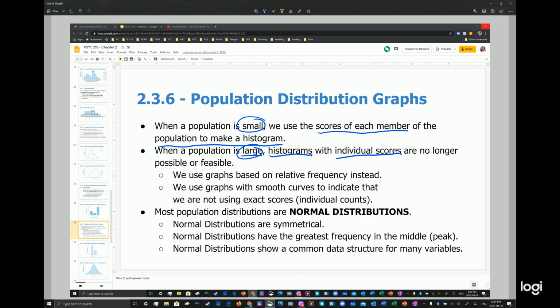Instead, then we start using relative frequency. And then the polygons would become smooth curves to show that we're not looking at exact scores anymore. And so once we start looking at these frequency distributions that show relative frequency, and they're no longer bars or polygons but curves, and they're not showing exact scores anymore, we can start looking at shapes of the distributions rather than the numbers themselves right away.